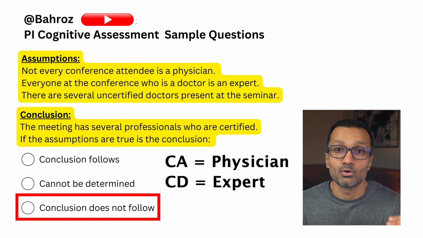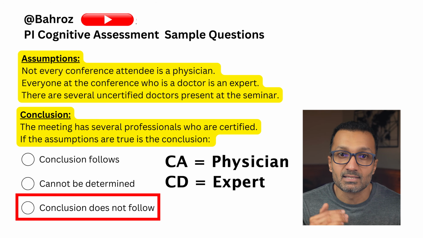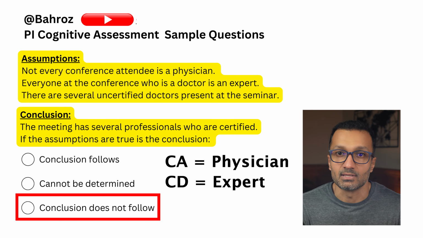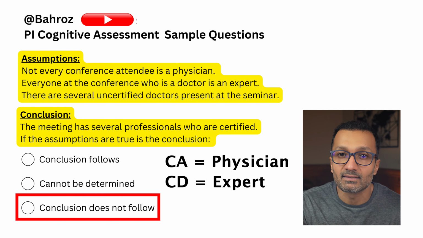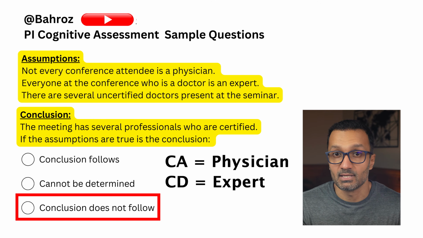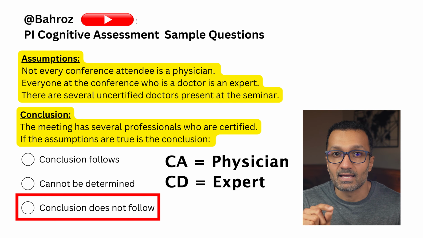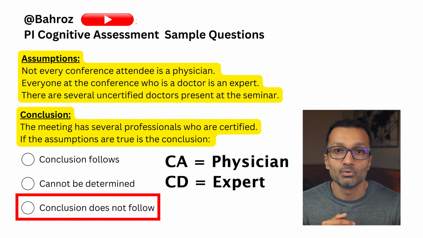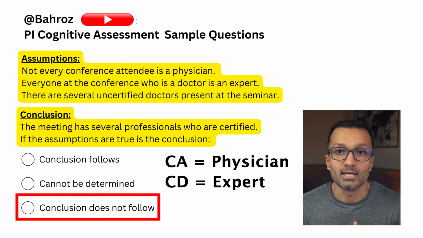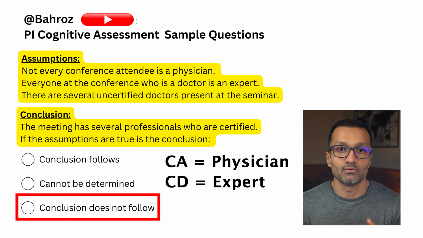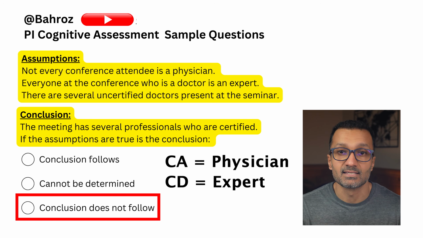Assumption 2, everyone at the conference who is a doctor is an expert. What this means is all doctors present are experts, but this does not confirm whether they are certified professionals. They are experts. Assumption 3, there are several uncertified doctors present at the seminar. What this means is this confirms that some doctors are not certified. The conclusion states the meeting has several professionals who are certified. We know there are uncertified doctors, but nowhere in the assumptions does it confirm that there are certified professionals at the meeting. Since we lack any explicit mention of certified professionals, the conclusion logically does not follow from the given assumptions. Hence, the correct answer is conclusion does not follow.